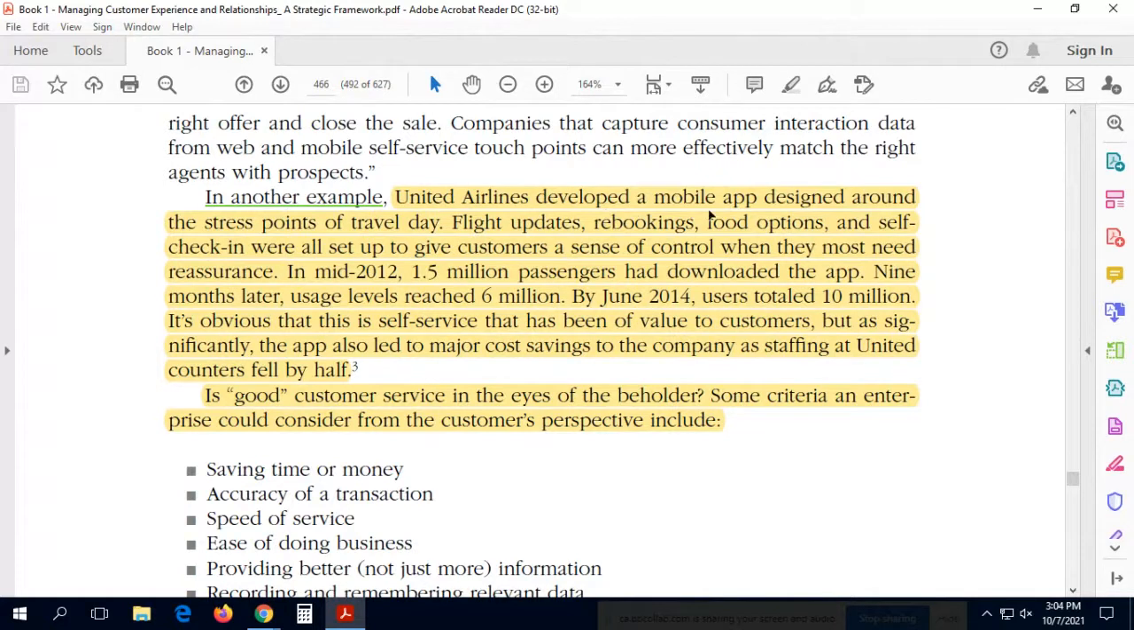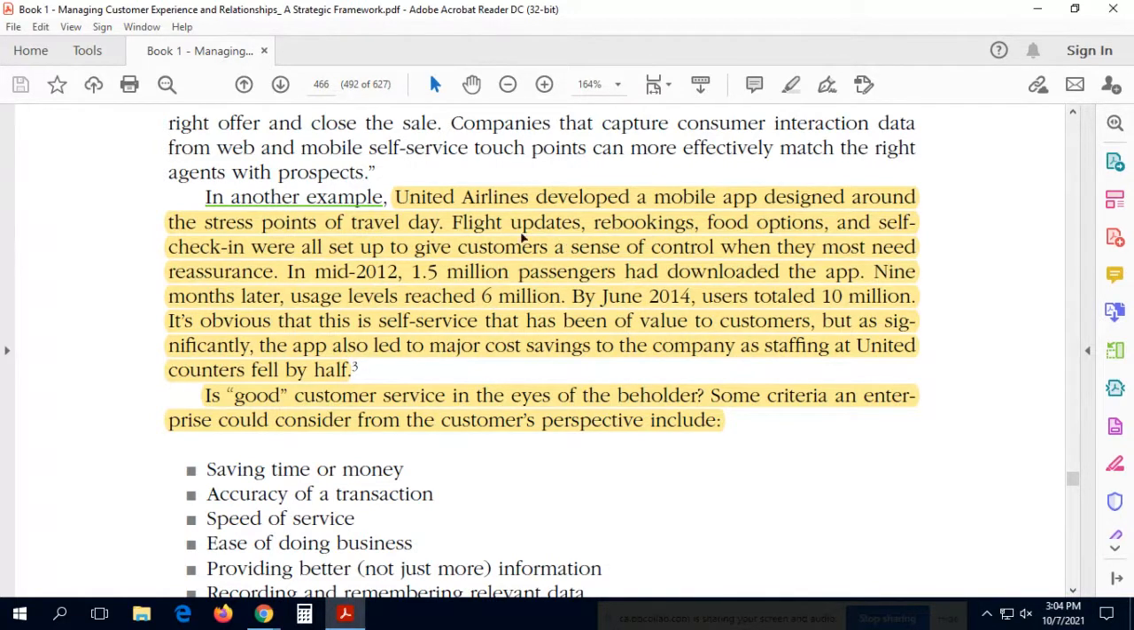United Airlines developed a mobile app designed around the stress points of travel day. When people are traveling, what are the stressful things they have to do? Looking at those stress points, they developed a mobile app. Flight updates, rebookings, food options, and self check-in were all set up to give customers a sense of control when they most need reassurance. By mid 2012, 1.5 million passengers had downloaded the app. 1.5 million. What are the stress points?